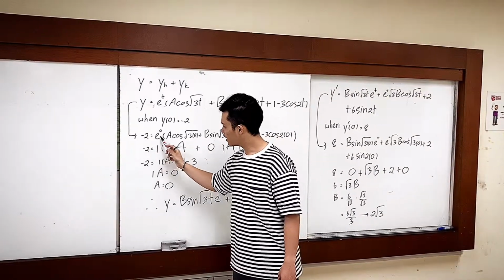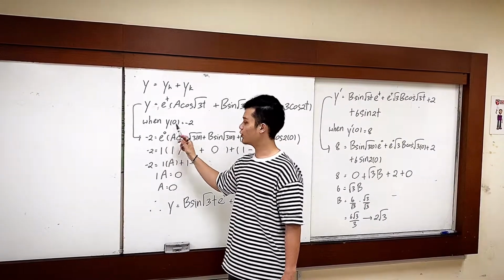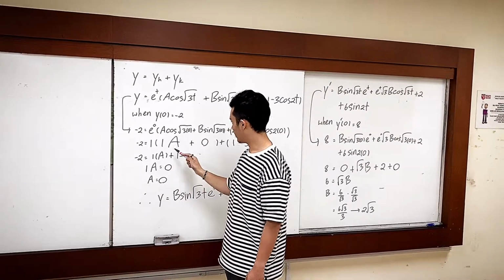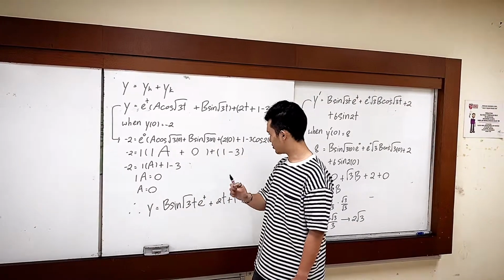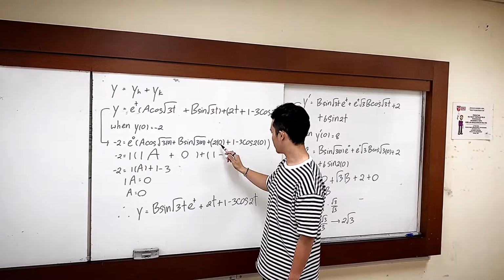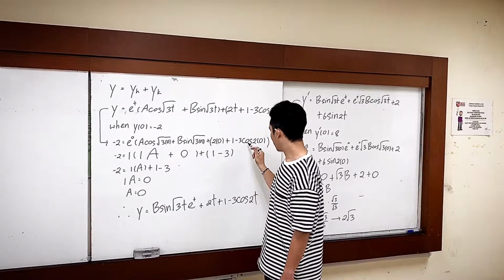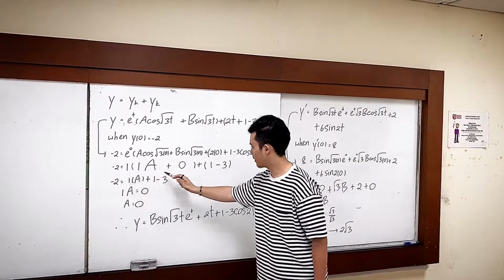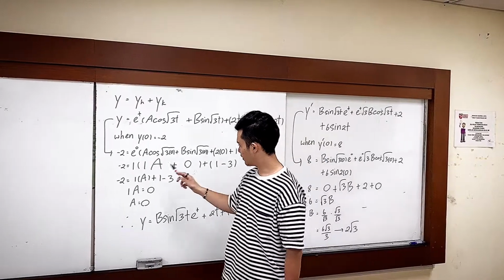Negative 2 remains. Exponential power of 0, you get 1. Cos 0 is 1, so 1a. Sine 0 is 0, this one is gone. So the last you will get 1. Cos 0 is 1, 3 times 1 is 3. So you will get this one. And then when you eliminate it, you will get this.